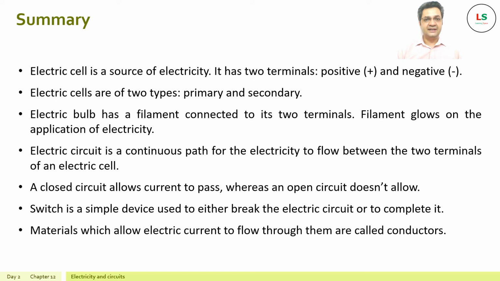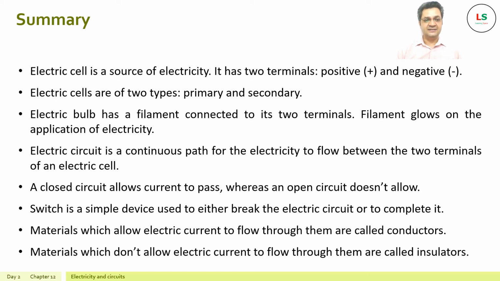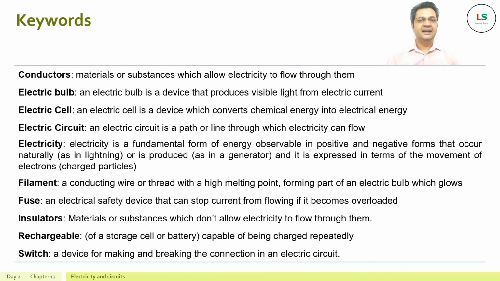Materials which allow electric current to flow through them are called conductors. Materials which do not allow electric current to flow through them are called insulators. Here are the keywords used in the chapter. Conductors, materials or substances which allow electricity to flow through them. Electric bulb. An electric bulb is a device that produces visible light from electric current. Electric cell. An electric cell is a device which converts chemical energy into electrical energy. Electric circuit. An electric circuit is a path or line through which electricity can flow.